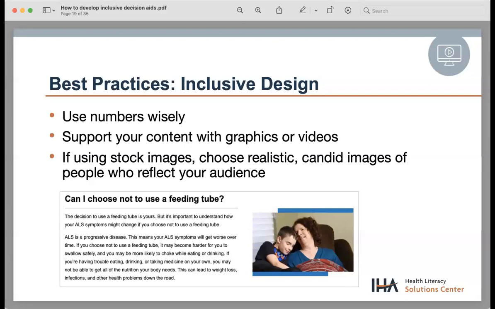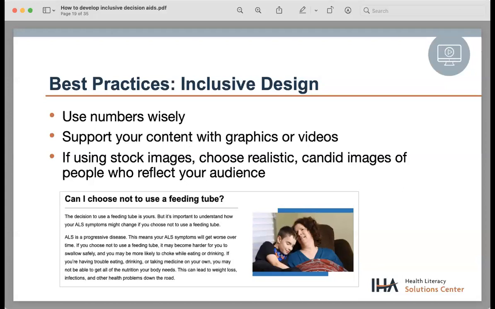It's also helpful to supplement our written content with graphics or videos. So in this example, we have another page from our My ALS Decision tool. This is a part of the tool that focuses on making a decision about whether to use a feeding tube. And here we have an image of someone who has ALS with a family member. And this was actually an image that was provided to us by the Les Turner ALS Foundation, which was the organization that we partnered with to develop this tool.